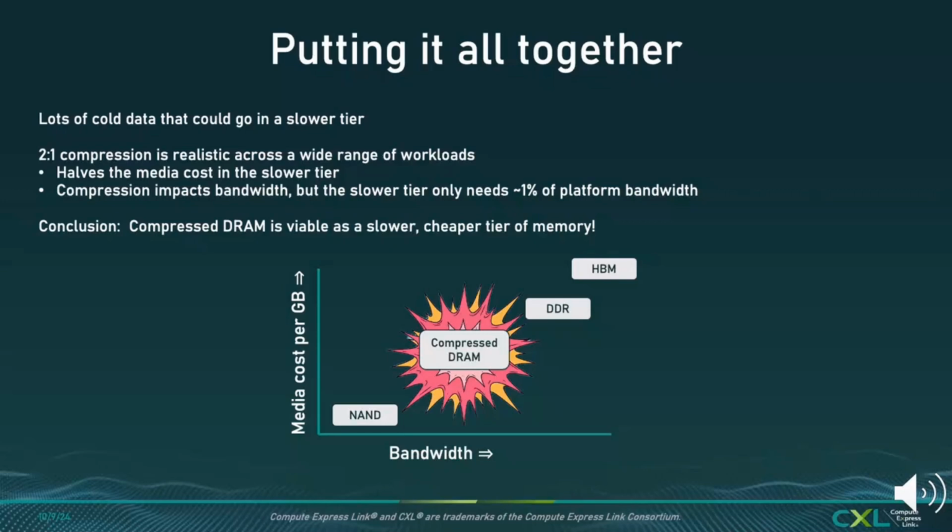We can say this with confidence because we know that there is a lot of cold data that can go into this lower tier. We know we can use compression to halve the cost of the media, and we know we can afford to pay the performance overhead that comes with compression.